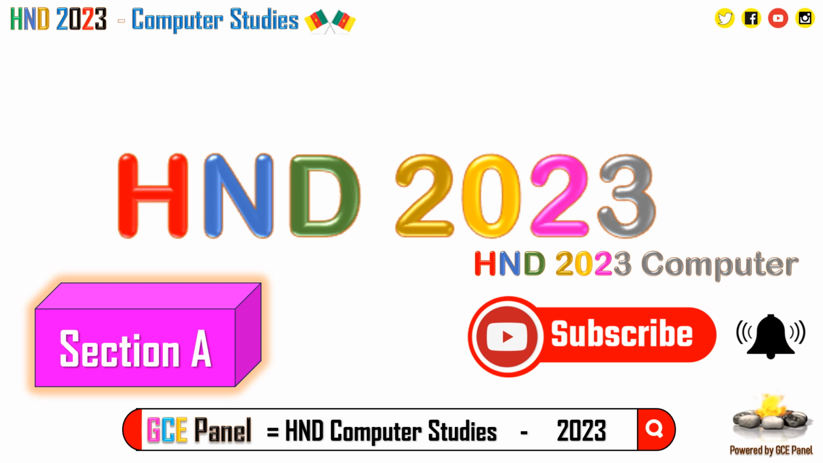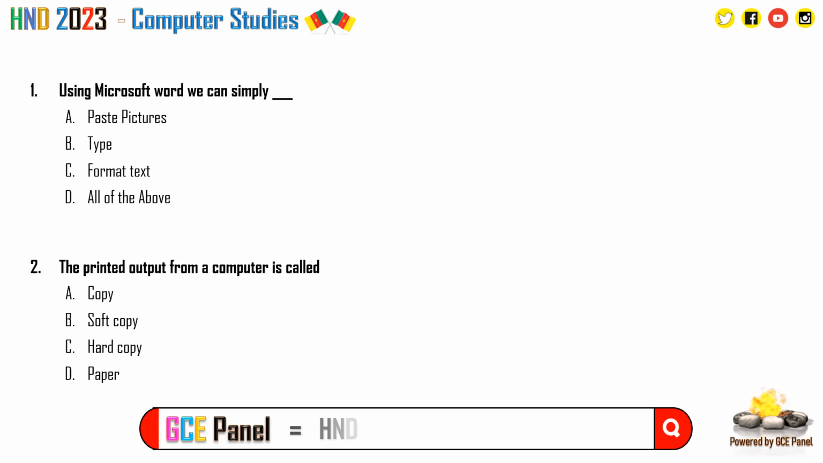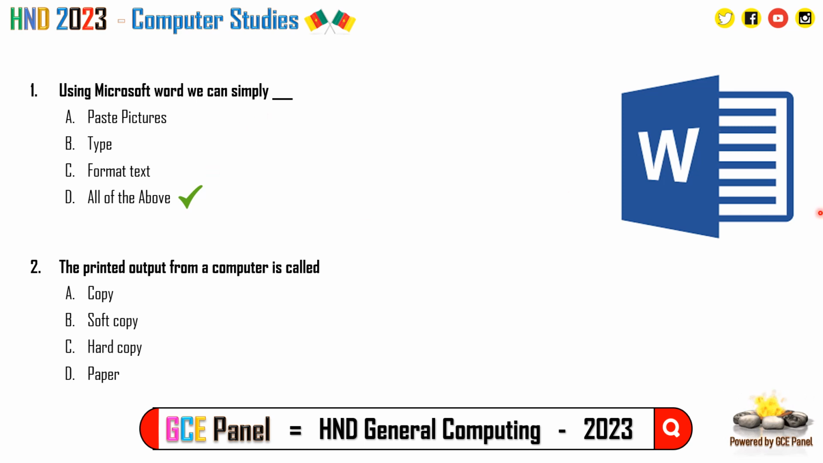Now let's move to the first part of the question. Using Microsoft Word, you can paste pictures, type, and format text. So let's look at Microsoft Word. This is the icon you see for Microsoft Word when you're working on your computers. With Microsoft Word, you can use it for all of the above. You can use it to paste pictures, type, and format text. So the key here is D.